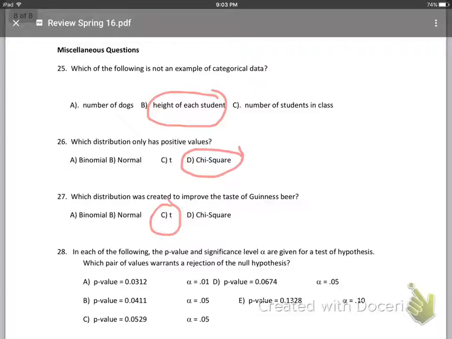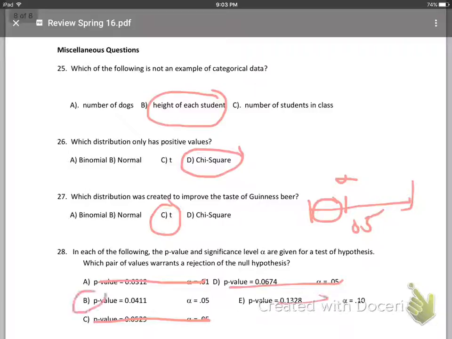Okay, let's do number 28 here. Which of the following p-value and alpha are given for a test warrants a rejection? Okay. So if we want a rejection, that means it has to be between 0 and 0.5. So it looks like here, C is bigger than that, so it can't be that. A is bigger, it can't be that. D is bigger, and so is E, so the answer is B.